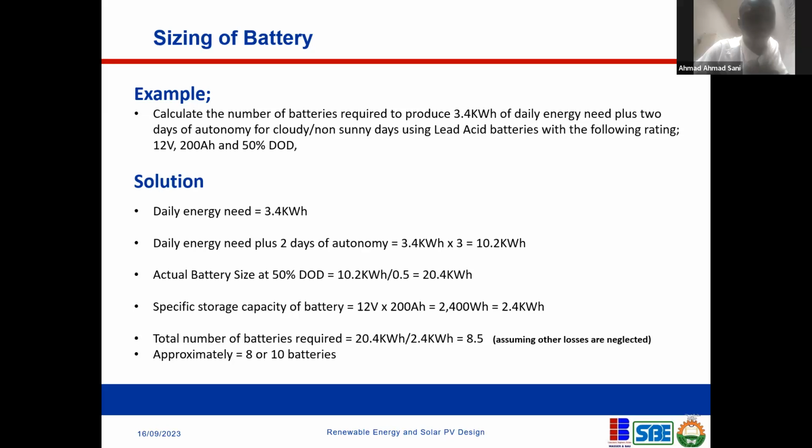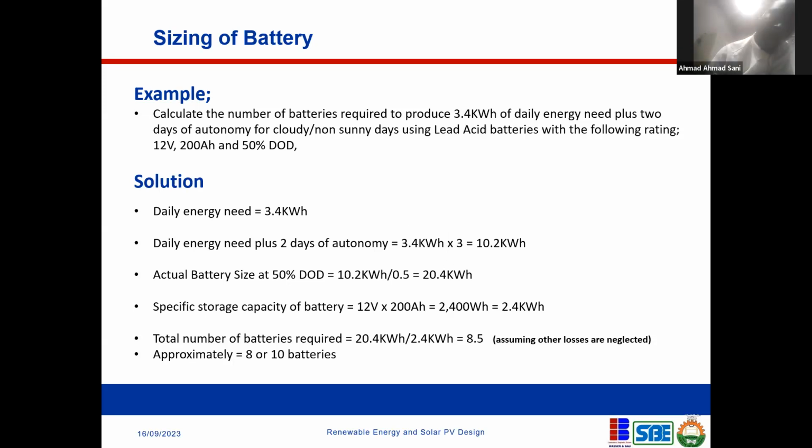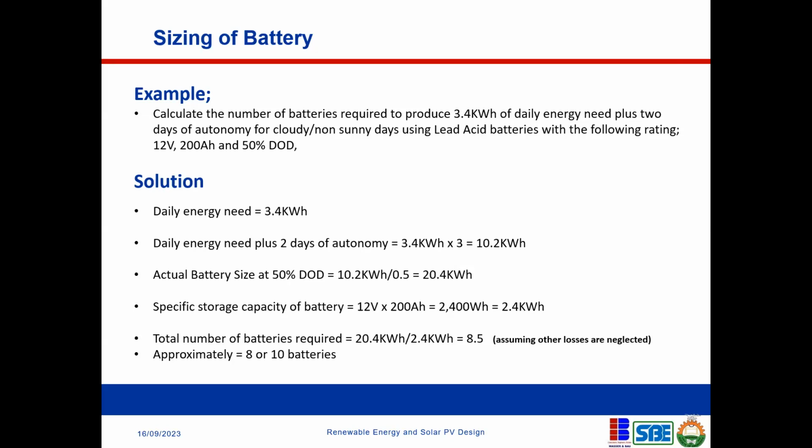Okay, I understand what you mean. So that is the understanding here. That is the analogy for you to multiply your daily energy requirement by 3 to have 10.2 kilowatt hours. Okay, let's proceed. So now we know the number of batteries that we need for this client. It's either we use 8 or we use 10.